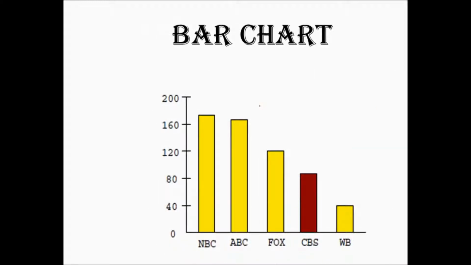This is a bar chart which indicates the average price of advertisements of 5 different channels in a year. Vertical X shows $1 million. NBC channel is $172 million. ABC channel is 166. Fox channel is 120. CBS channel is 86. WB channel is $39 million.